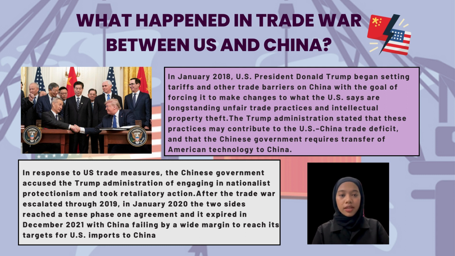The Trump administration stated that these practices may contribute to the United States-China trade deficit and that the Chinese government required the transfer of American technology to China. In response to the United States trade measures, the Chinese government accused the Trump administration of engaging in nationalist protectionism and took retaliatory action. After the trade war escalated through 2019, in January 2020, the two sides reached a tense Phase 1 agreement, which expired in December 2021 with China failing by a wide margin to reach its target for United States imports to China.